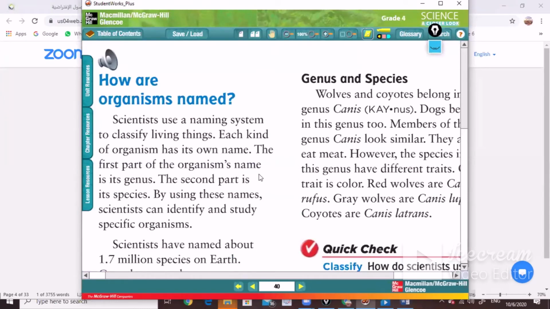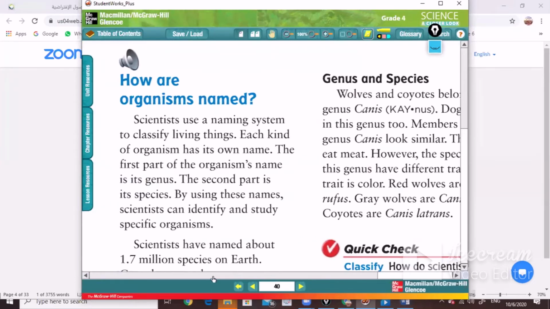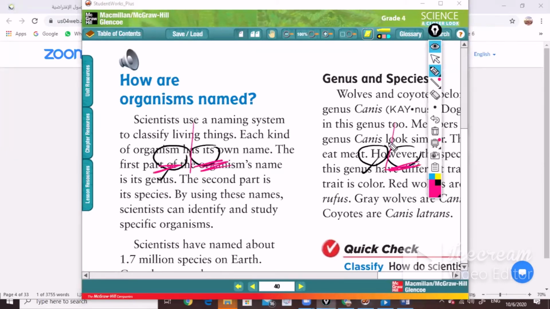Okay, guys, now again, all organisms are named by two names. The first part will be the name of the genus. The second part will be the name of the species.